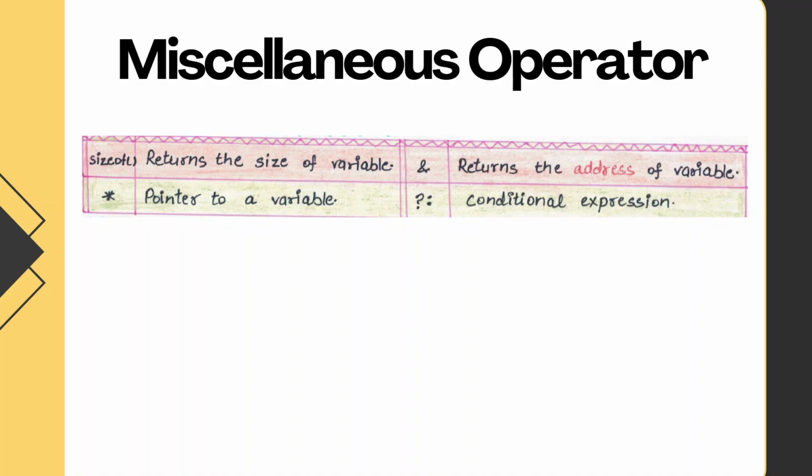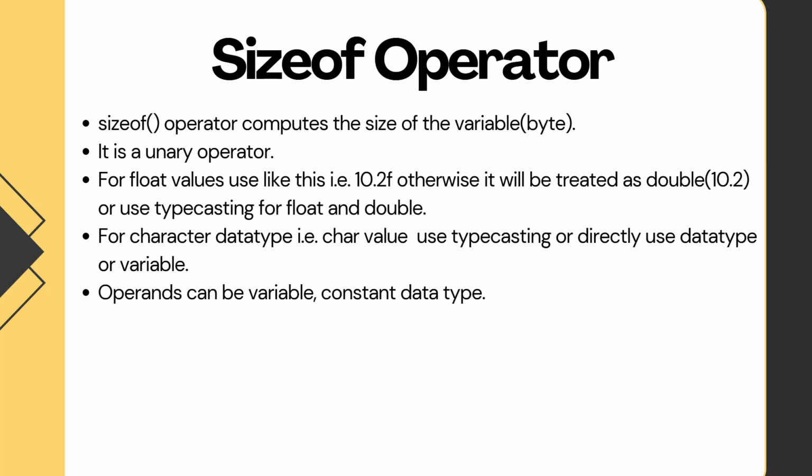Miscellaneous operators. Sizeof returns the size of a variable, ampersand returns the address of a variable, star is a pointer to a variable, and question mark colon is the conditional expression. Sizeof operator computes the size of the variable in bytes. It is a unary operator.